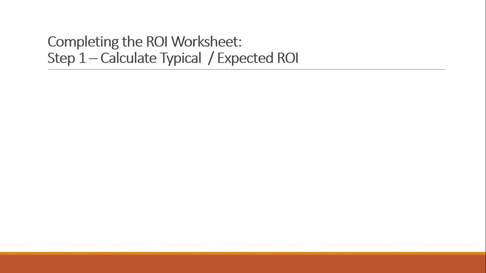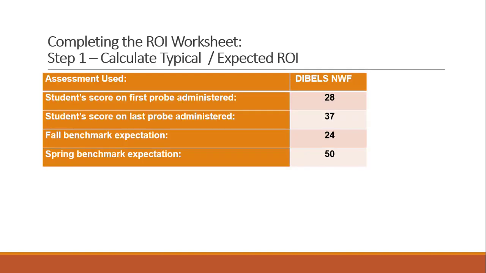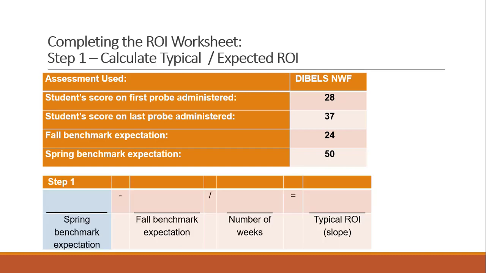So we're going to do this through a rate of improvement worksheet. So again, we have data. We need his student scores on the first probe administered or last probe administered. Ideally, you would have the student scores on the median baseline and the median post, but here we go. Then the fall benchmark expectation and the spring benchmark expectation.